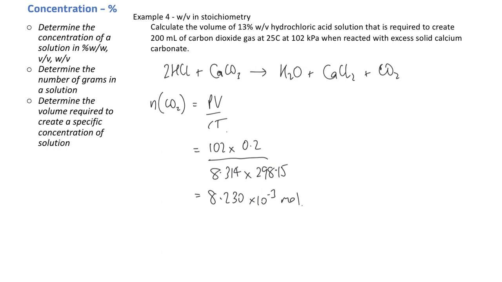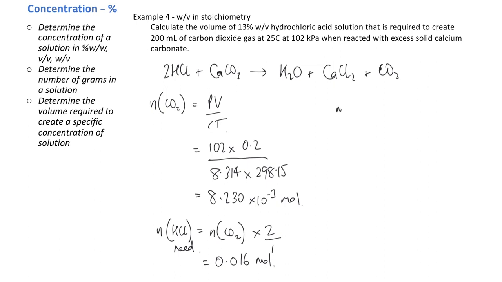Okay, so that's the number of moles of carbon dioxide that I need, right? So therefore, the number of moles of hydrochloric acid that I need is equal to the number of moles of carbon dioxide times 2 on 1, which happens to be 0.016 mole. Okay, so that's how much I need.